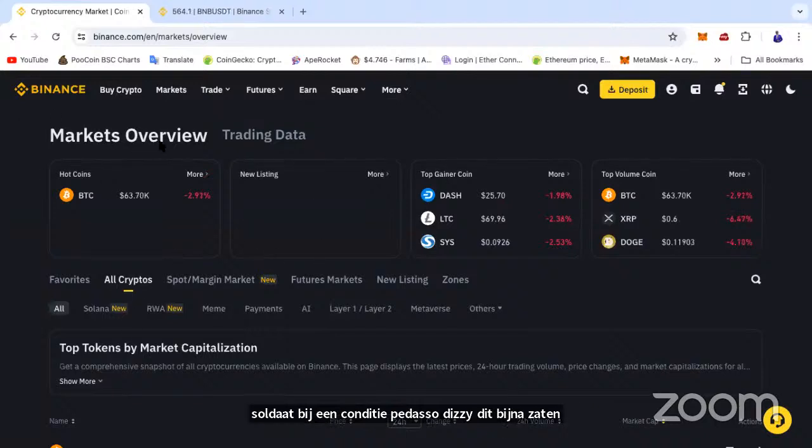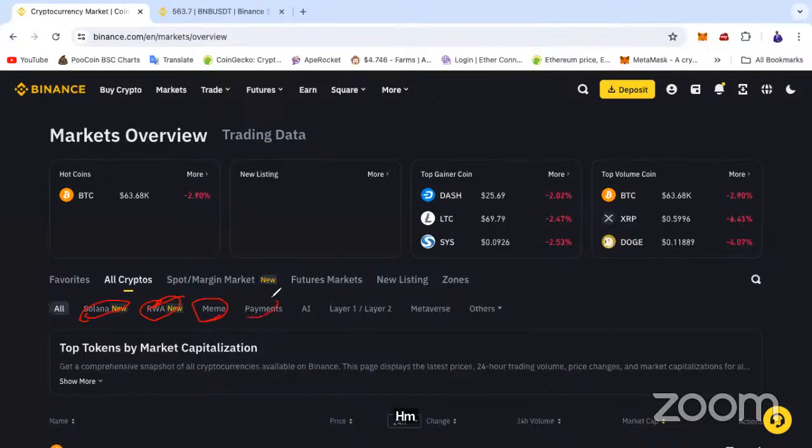So here it has markets overview, trading data. All these are here. It has top gainers. It has coins that have top volume in the market. And down here, there are categories, okay? There are categories. Solana. These are real world assets. These are memes. These are coins used for payments. This is AI. This is layer 1, layer 2.